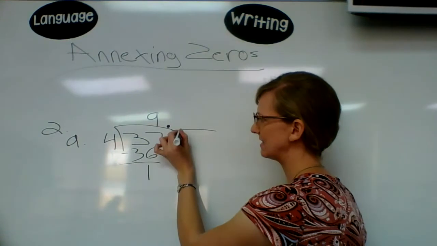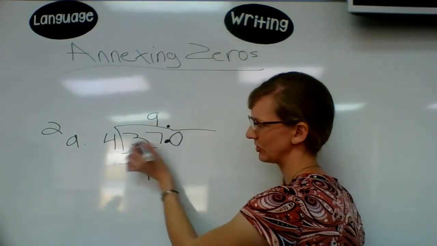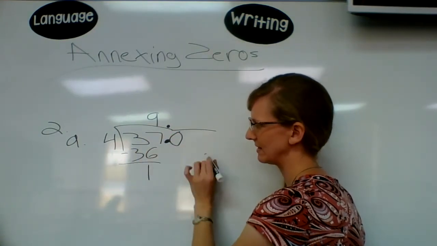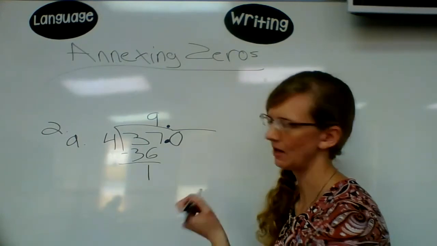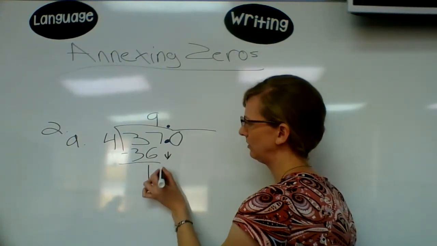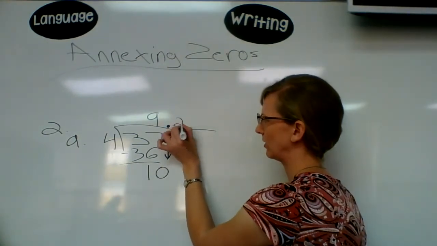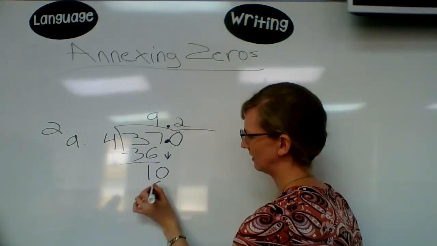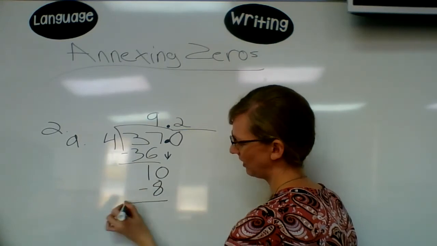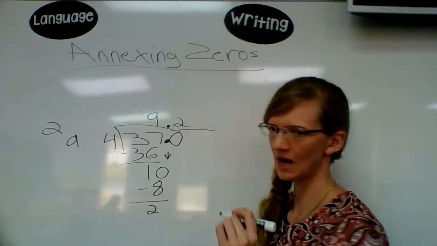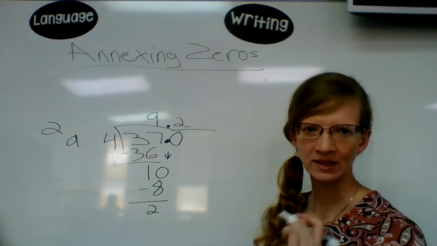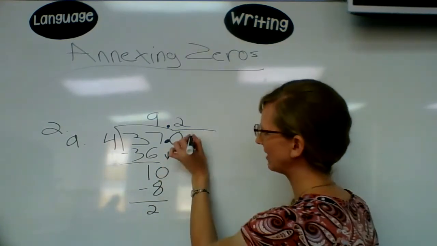And then I can add a 0. And it doesn't change. It's still 37. It's 37.0, which is the same as saying 37. Now I can bring my 0 down. 4 goes into 10. How many times? 4 times 2 is 8. I still have a remainder. I don't want to stop if I have a remainder. I want to keep going. So I add another 0.